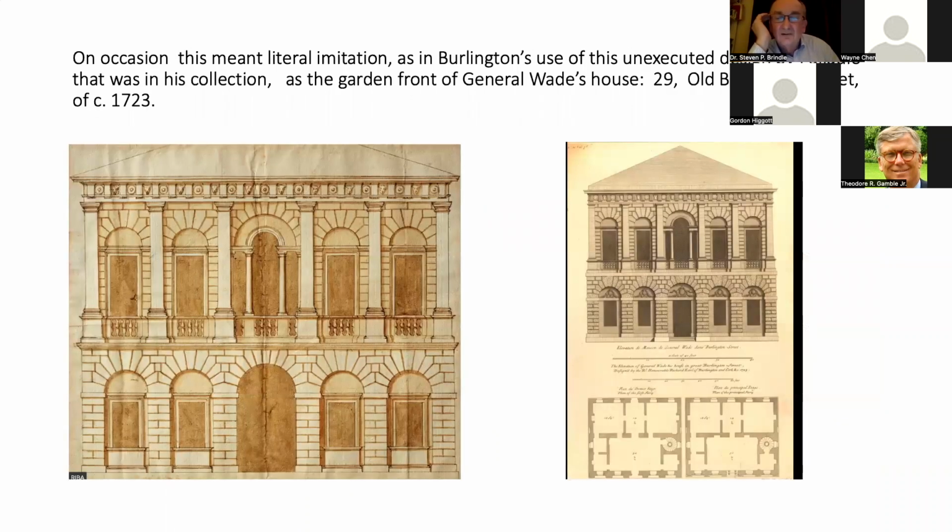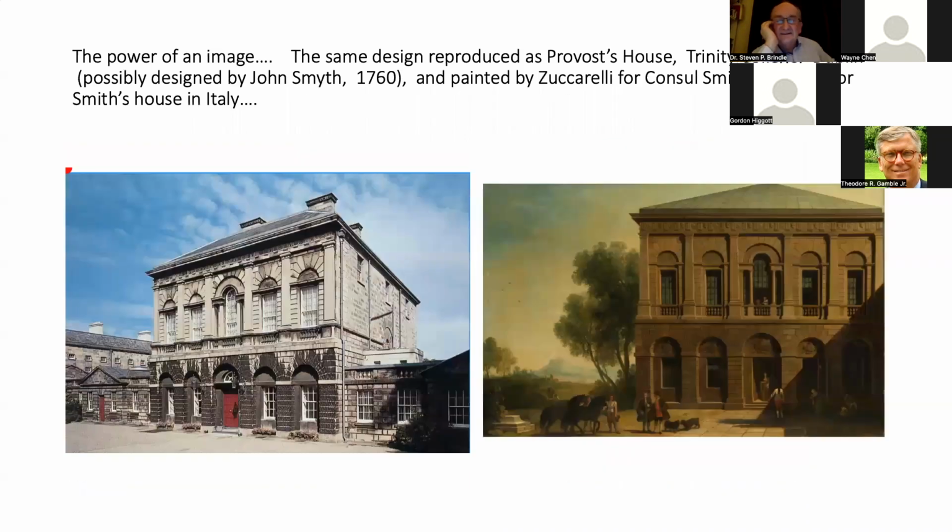And it is arguable that this is above all what he was about. On occasion, this did mean literal imitation, as in Burlington's use of this unexecuted design, which he owned, which no one else really had seen. So Burlington used it as the garden facade for the house he designed for General Wade on Old Burlington Street around 1723.